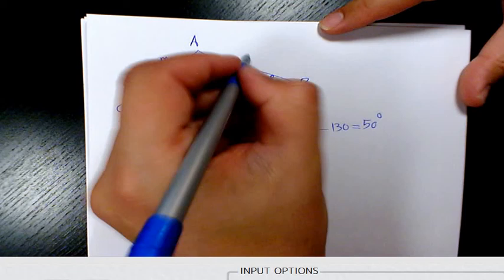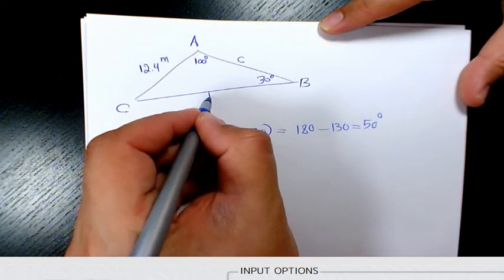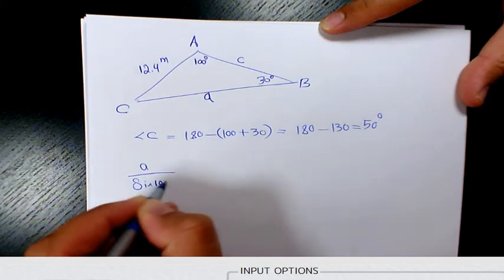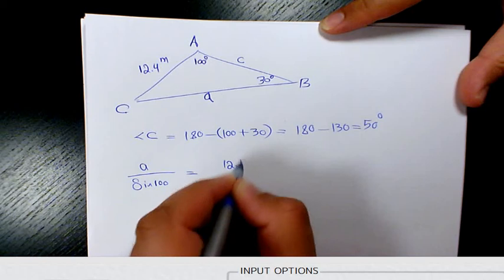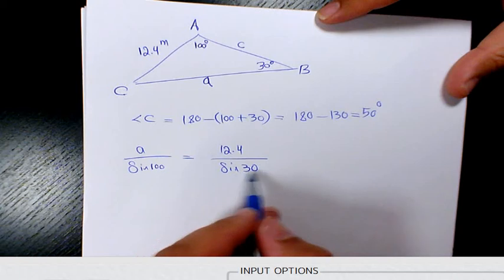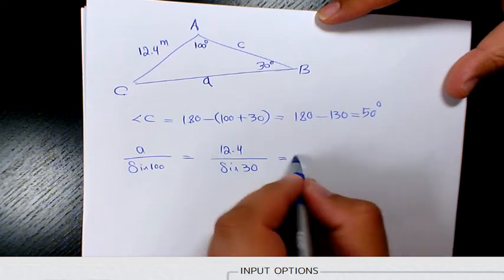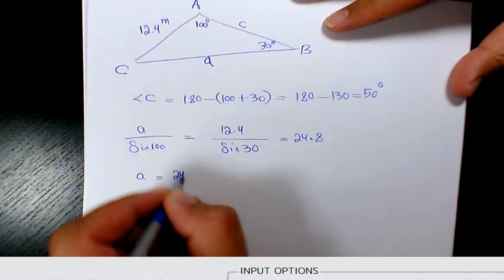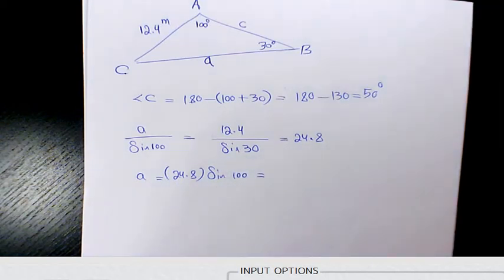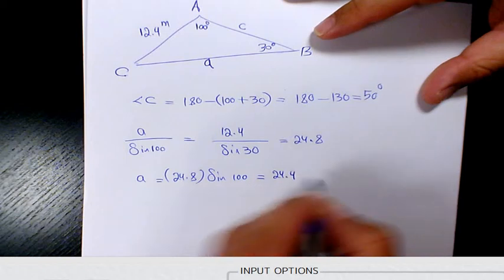Then if we call this one lowercase c and here lowercase a, I'm going to say a divided by sine 100 equals to 12.4 divided by sine 30. Sine 30 is half, so this one is going to be 24.8. So a will be 24.8 times sine 100. That's going to be 24.4 meters.